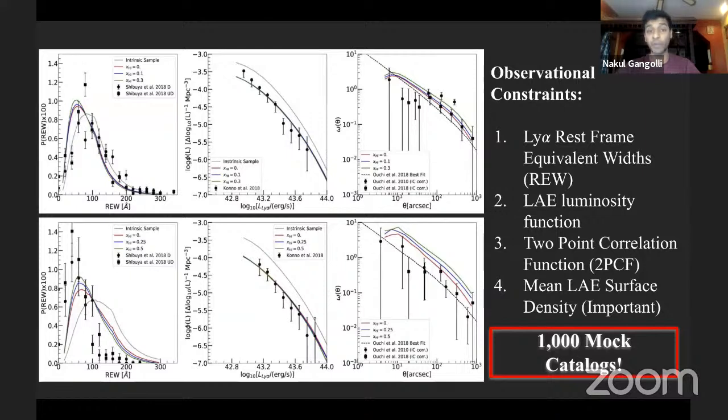where those constraints include the Lyman-alpha rest-frame equivalent width, the LAE luminosity function, and the 2-point correlation function. We also make sure that we keep our mean LAE surface densities fixed between all our models. That will become an important caveat later on. We set the mean LAE surface densities to be the same as the LAE surface densities in the SilverRush fields at their corresponding redshifts. At the end of the day, we are left with 1,000 mock catalogs for each of our different models, for a grand total of 6,000 fields of view.